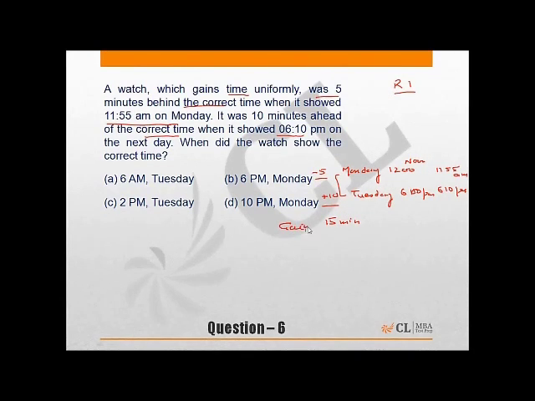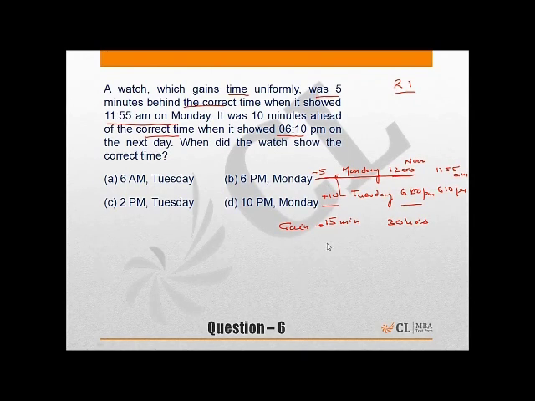So it has gained 15 minutes in how much time? From Monday 12 noon to Tuesday 6 pm, that is 24 plus 6, 30 hours. So in 30 hours, it has gained 15 minutes. To come to the correct time, it should have needed to gain only 5 minutes, because at 12 noon on Monday it was 5 minutes behind. Had it gained 5 minutes, it would give us the correct time.